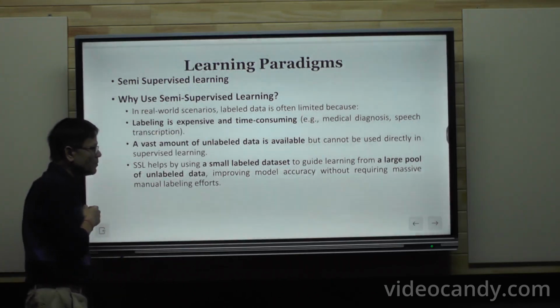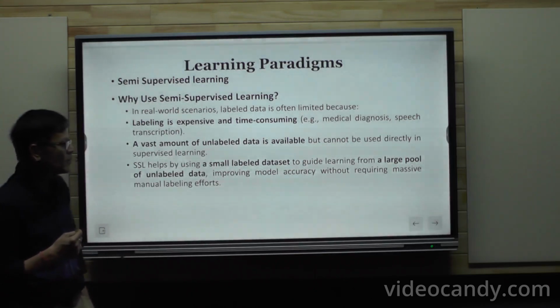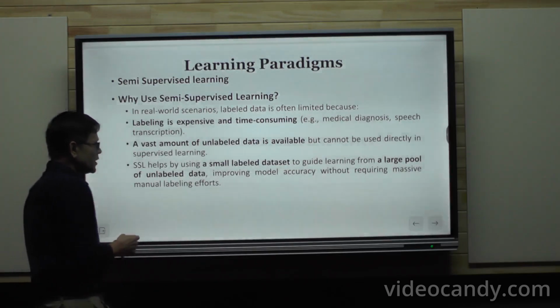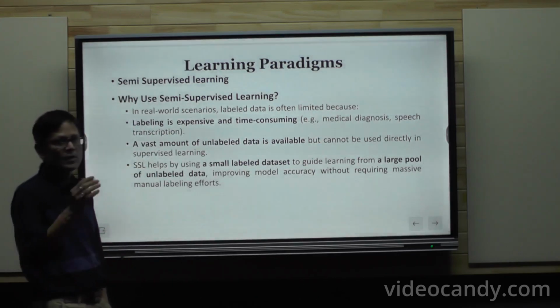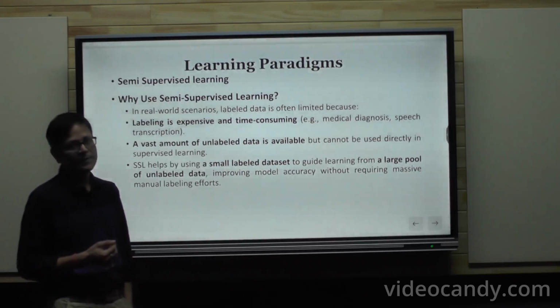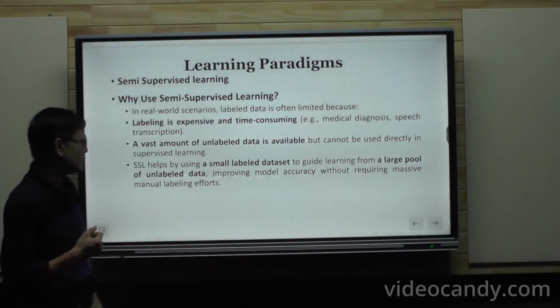Semi-supervised learning helps by using a small labeled data set to guide learning from a large pool of unlabeled data. So it improves the model accuracy without requiring massive manual labeling effort. So you are saving that massive manual effort.